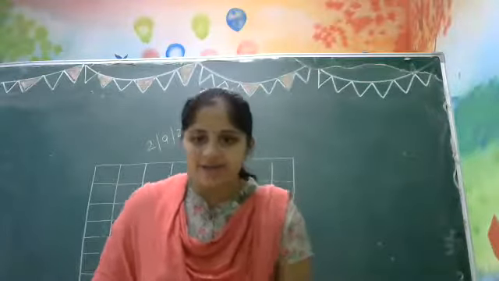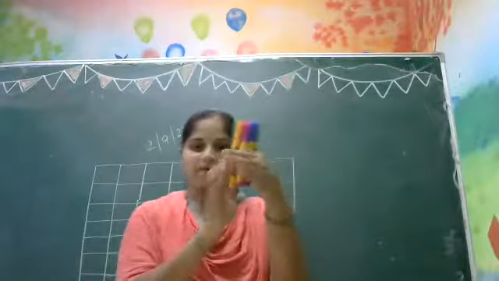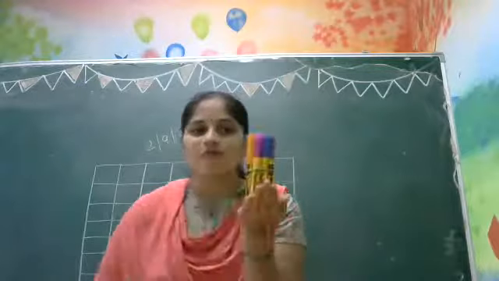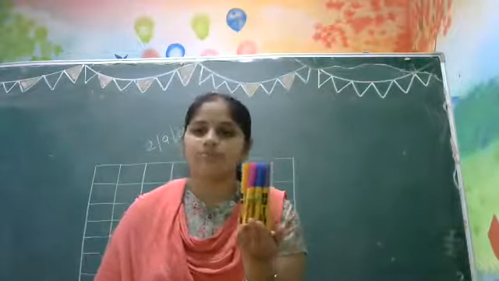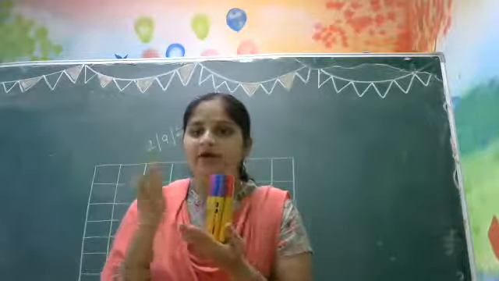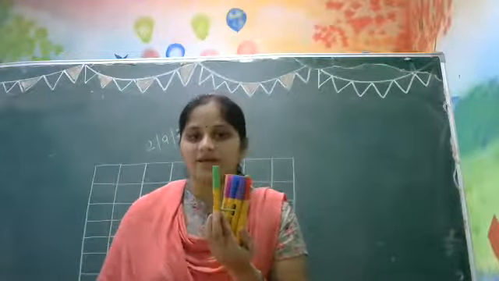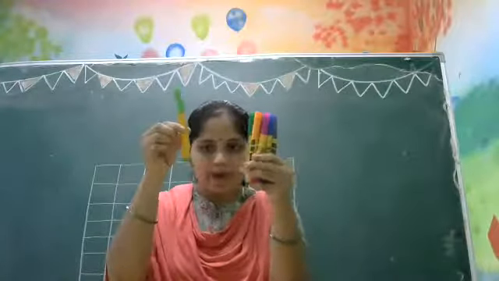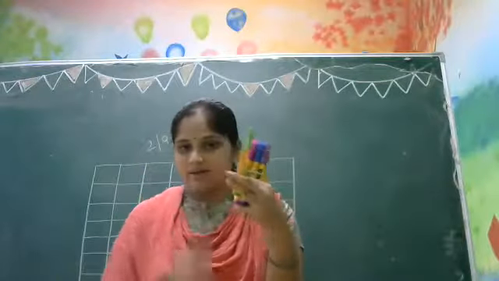13. Yes, 13. See, there is a bundle of 10 markers. Okay, look at me everyone. When I added 1 marker in 10 markers, then we'll get number 11. Yes, very good, Adhira. Okay, jab maine 10 markers mein ek marker phir se add kiya, to hame kaun sa number mila? 11. Hai na?